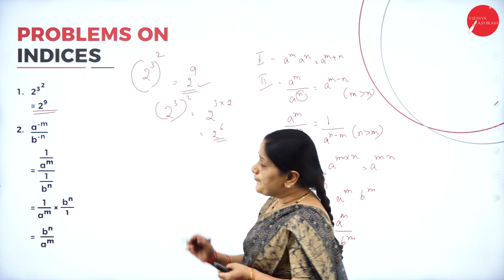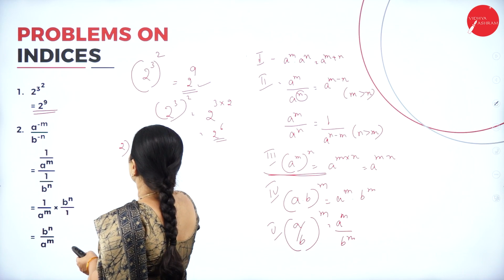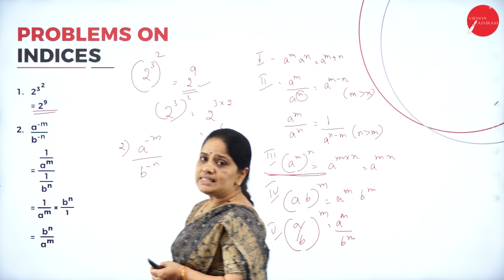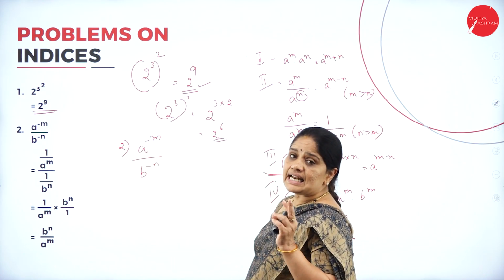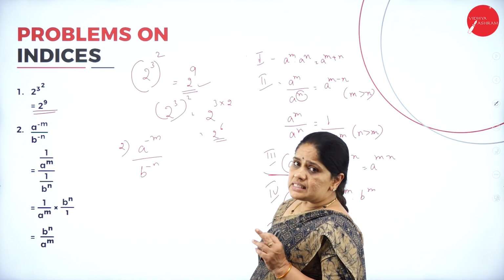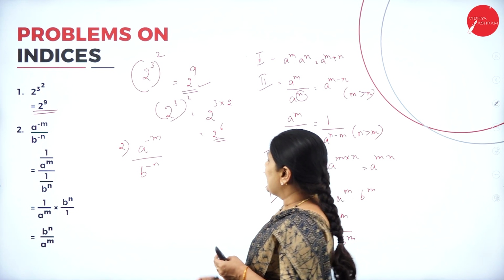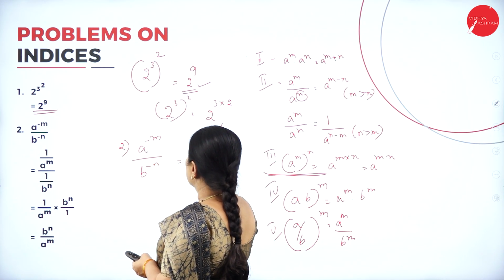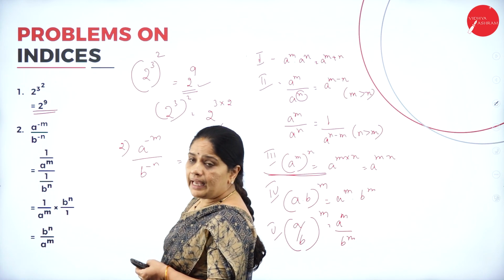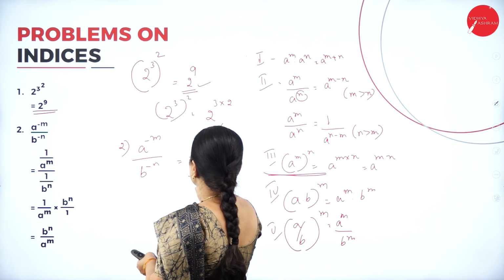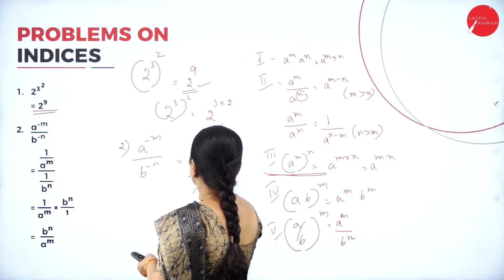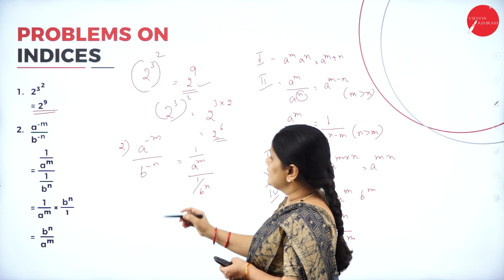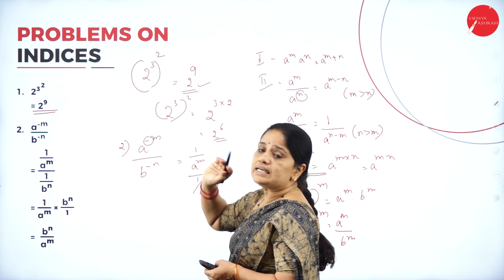Now, in this next problem, it is written a to the power of minus m by b to the power of minus n. See, whenever there is a negative sign in the power, it is safe for us to write it as a fraction. So, what I am writing is, a to the power of minus m, I can write as 1 by a to the power m. Now, b to the power of minus n is 1 by b to the power of n. So, when you put it in the denominator, this minus sign will disappear.